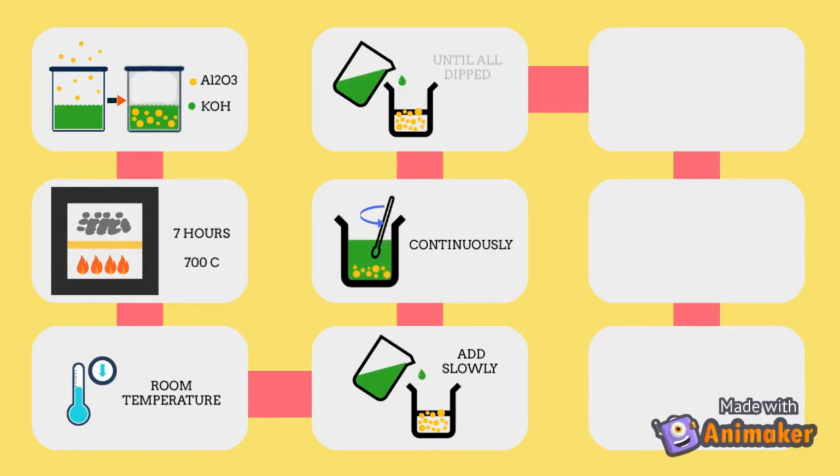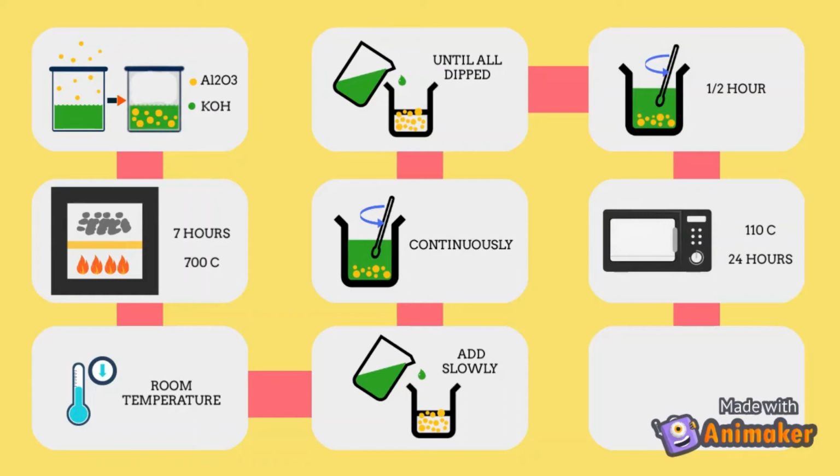Sixth, add potassium hydroxide solution to the support until all aluminium oxide granules are dipped. Seventh, stir the solution for half an hour. Eighth, dry the prepared catalyst in an oven at 110 Celsius for 24 hours. Lastly, calcine the catalyst at 500 Celsius for 3 hours.